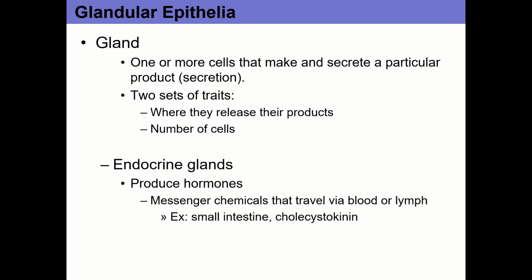So is it just a unicellular gland? Like a goblet cell would be an example there, or are there multiple cells involved in this gland? And then we can subclassify from there based on the shape of the gland as well, as you'll see here in a second.